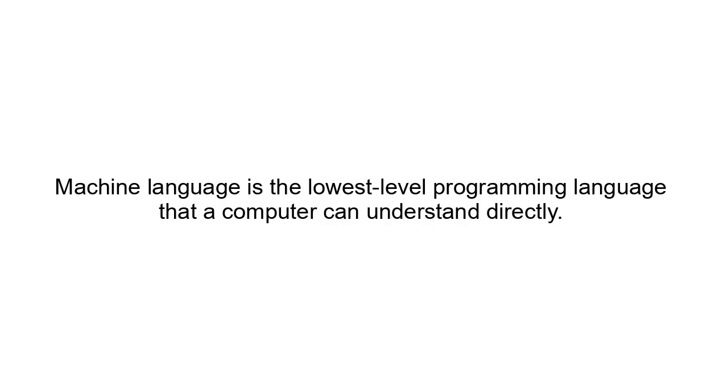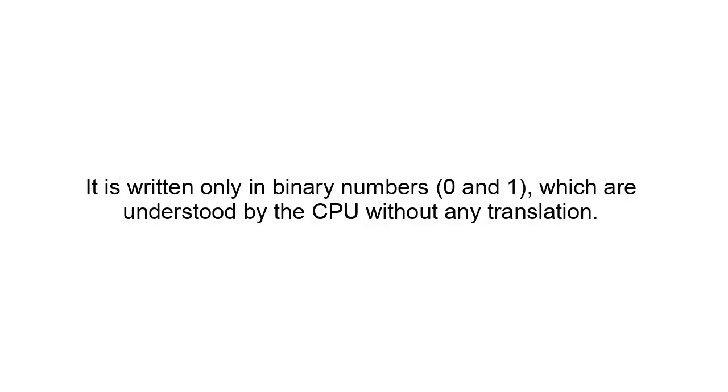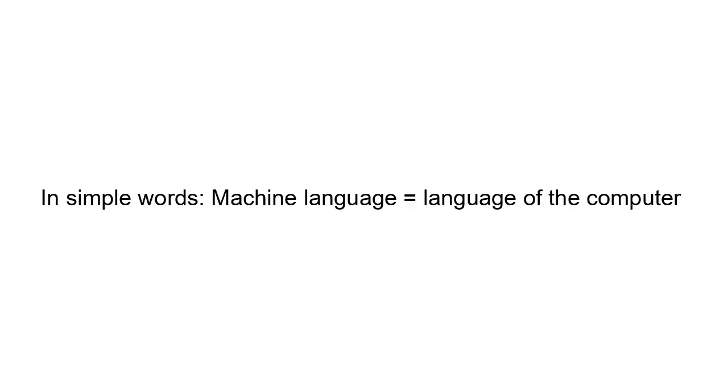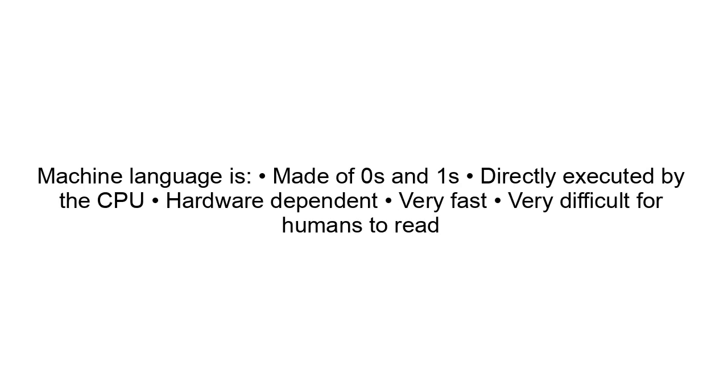It is written only in binary numbers, 0 and 1, which are understood by the CPU without any translation. In simple words, machine language equals language of the computer. It means machine language is made of zeros and ones, directly executed by the CPU. Hardware dependent, very fast, very difficult for humans to read. So, machine language equals binary instructions for the CPU.